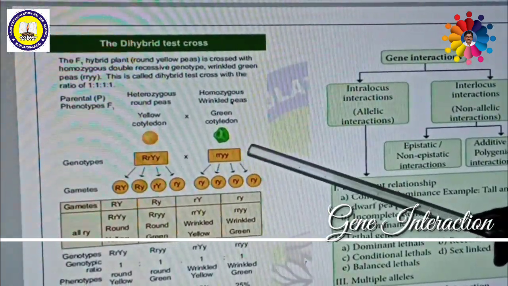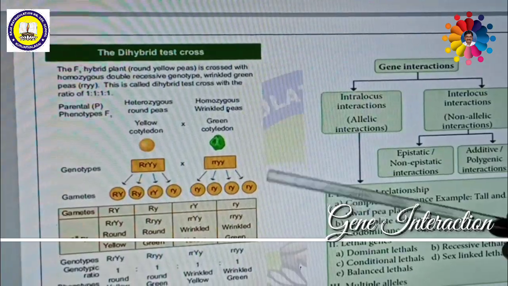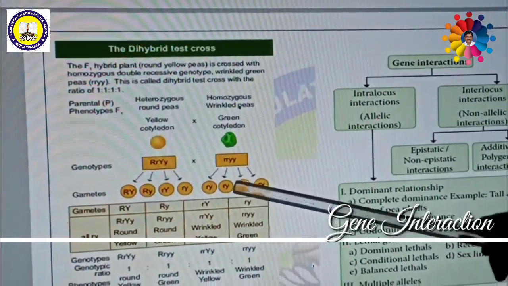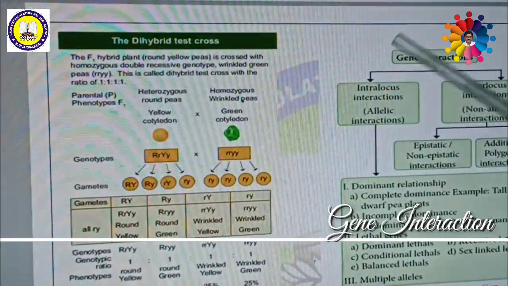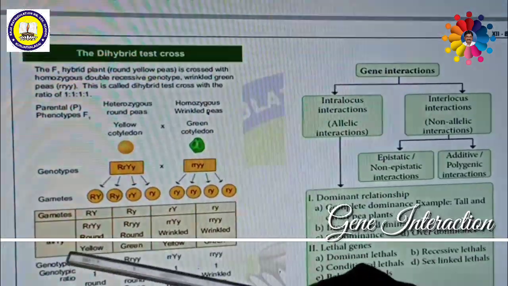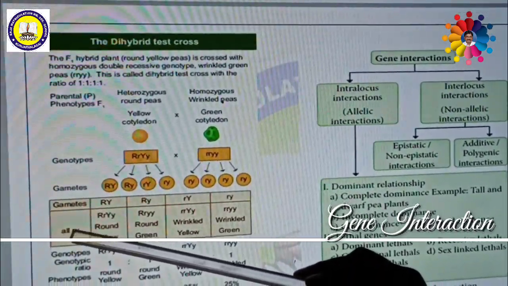one type of gamete only, but here four are given. You can consider any one, small r small y. We can consider only one; that's enough. If we cross only one, because all are homozygous, that is why we can take one, that is small r small y.